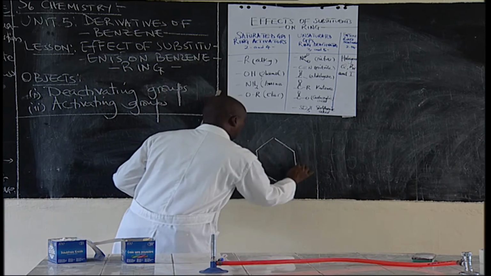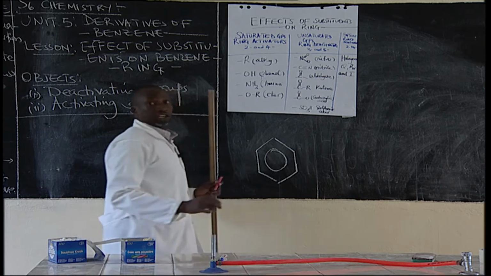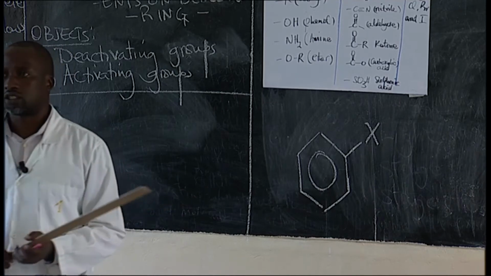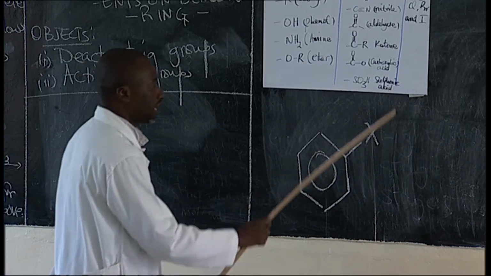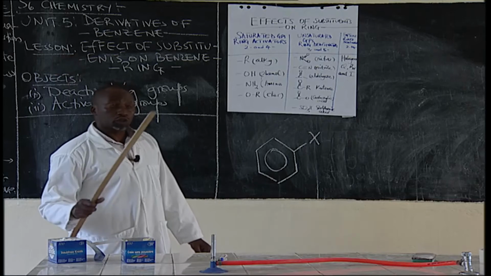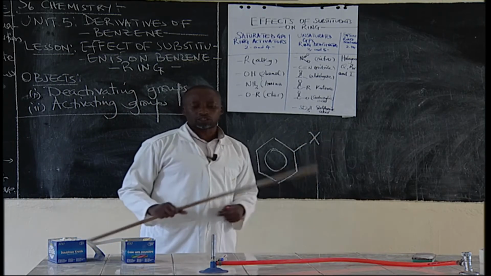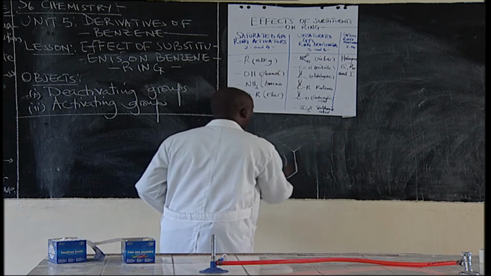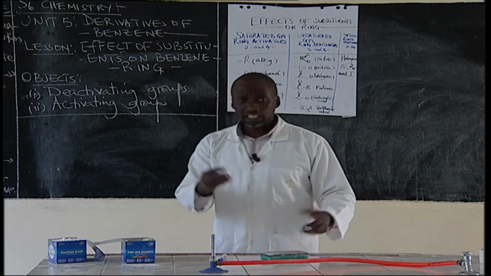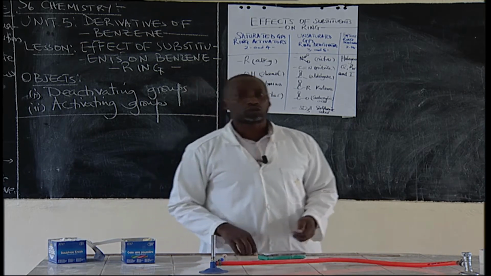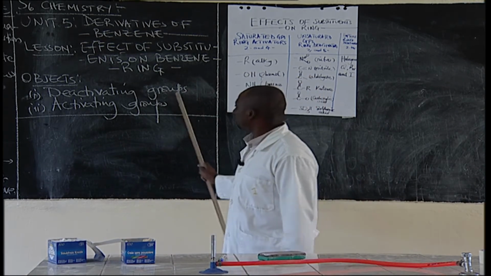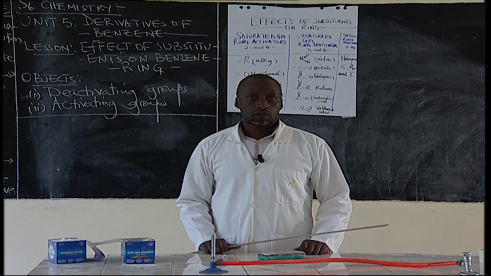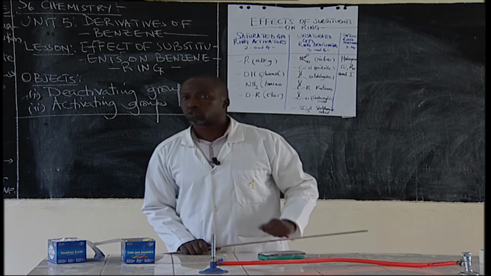This is the benzene structure with the delocalized electrons. And then we are talking about if there is a substituent. This is the substituent. So the substituent is that group that is attached on the benzene ring. We are going to look at the substituents, and they are just divided into two parts. We have the deactivating groups, and then we have the activating groups. Please pay attention so that you don't miss this.